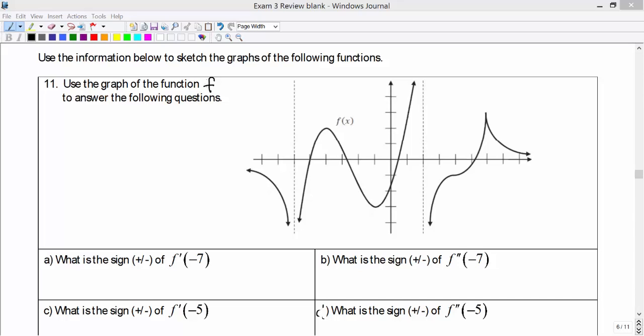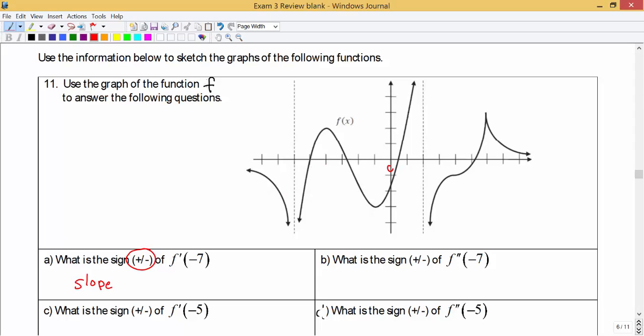Number 11 tests your knowledge of what the first and second derivative mean and what they tell us about the graph. So here's the graph of f of x, and we want to know what is the sign, is it positive or negative? What is the sign of the first derivative if the x value is negative 7? Essentially, we're asking about the slope of the tangent line. Is it positive or a negative slope?